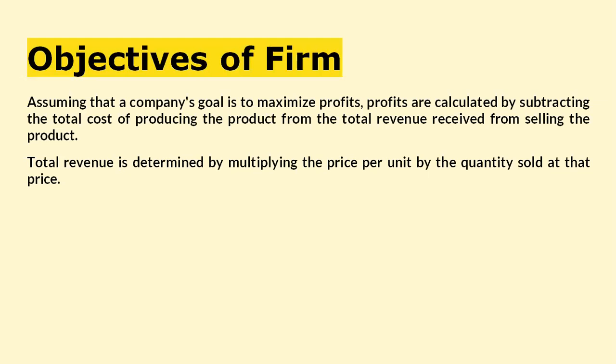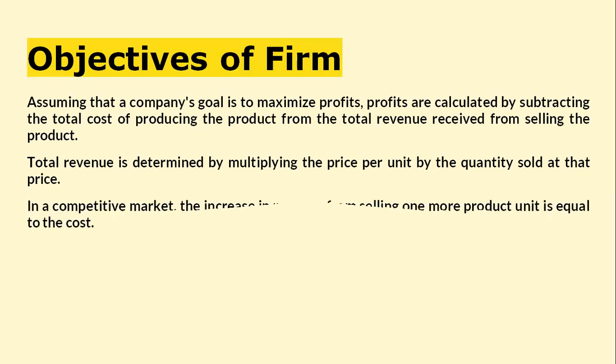Total revenue is determined by multiplying the price per unit by the quantity sold at that price. In a competitive market, the increase in revenue from selling one more product unit is equal to the cost.